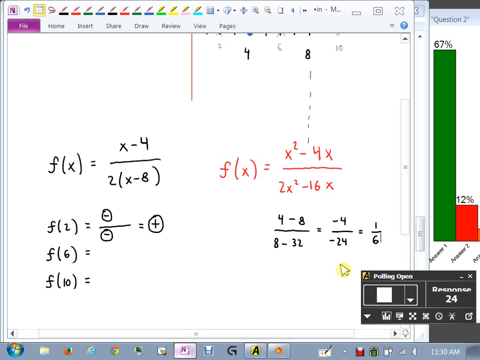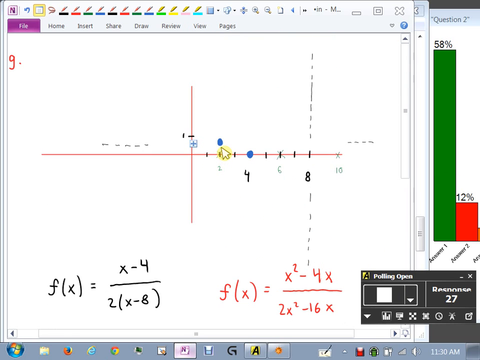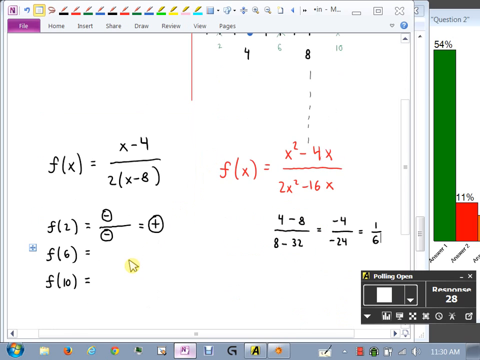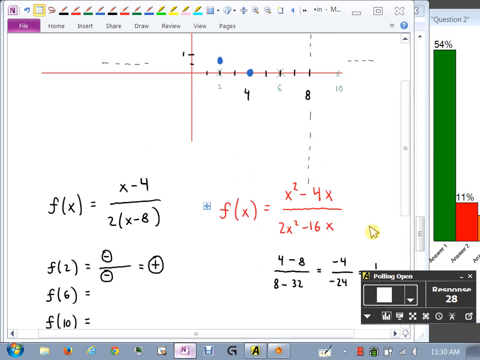Positive 1/6. So when we put this point up here, it's actually really close to the x-axis. But I told you, I don't care. This shortcut to me is worth more than knowing the exact value. Questions?